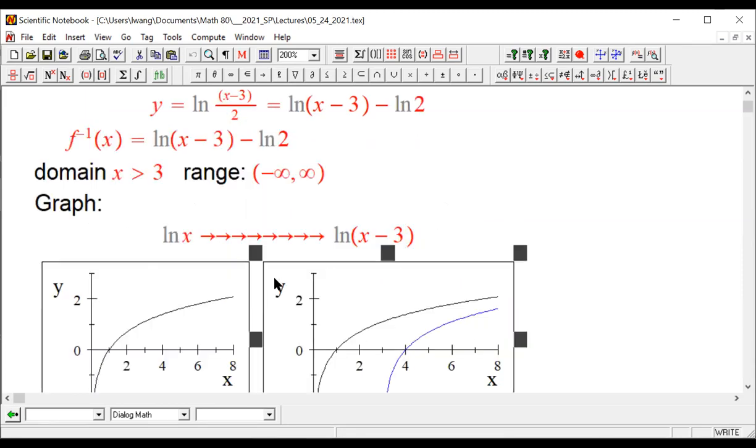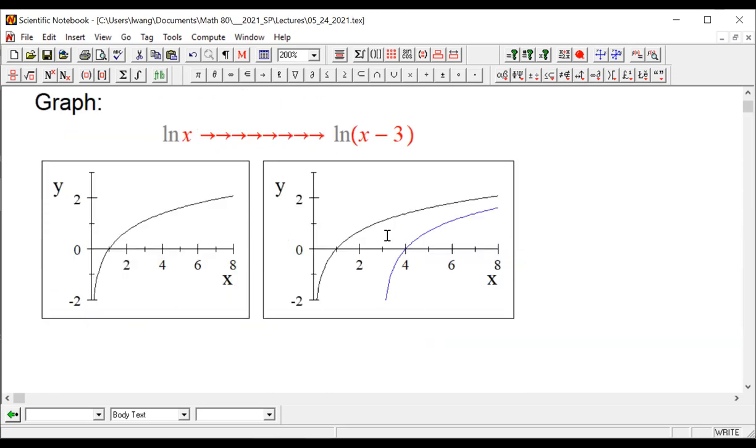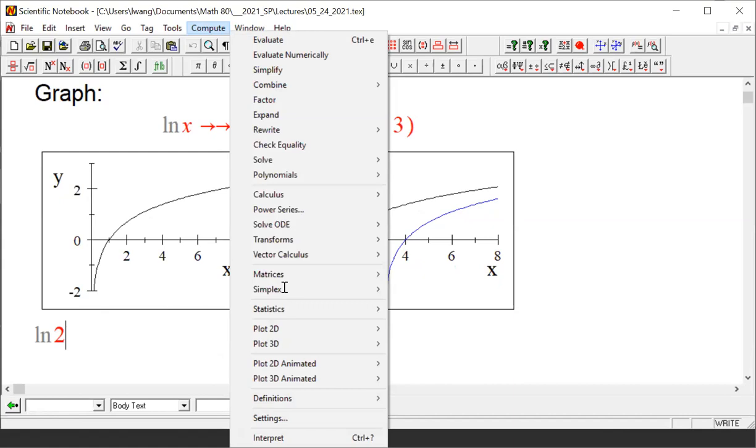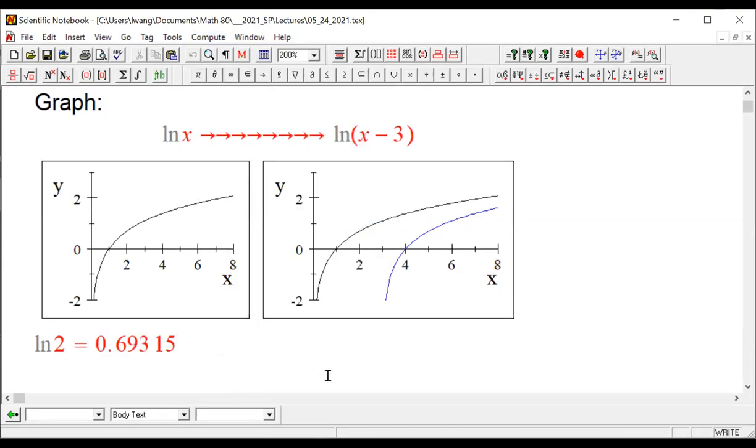Okay, and last but not least, we're going to subtract ln 2. You know, ln 2 is a single number. What does ln 2 equal to? If you want to look at the numerical value, it's 0.69315. So the entire picture is going to shift down by 0.69315. There are many more digits afterwards, downward.